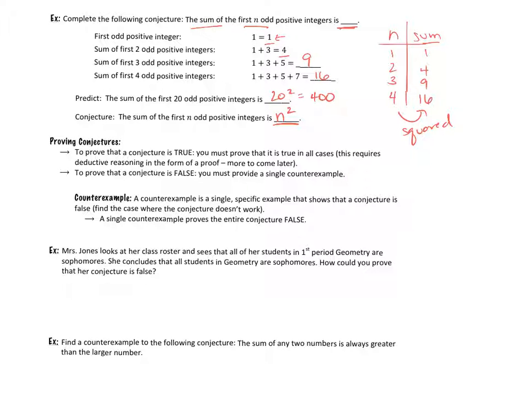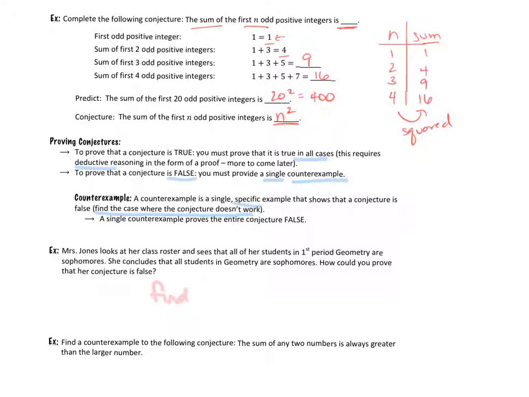Now, a conjecture is an unproven statement. So the next thing we're going to want to do is determine if it's true or false. To prove it's true, we're going to have to do a mathematical proof. So that's going to require that we prove it is true in all cases. And so that's going to be deductive reasoning that we'll get to in a further section. To prove the conjecture is false, all you have to do is provide a single counterexample. A counterexample is a specific example, and I only need one, that shows that a conjecture is false. So what you're doing is finding the case where the conjecture doesn't work.